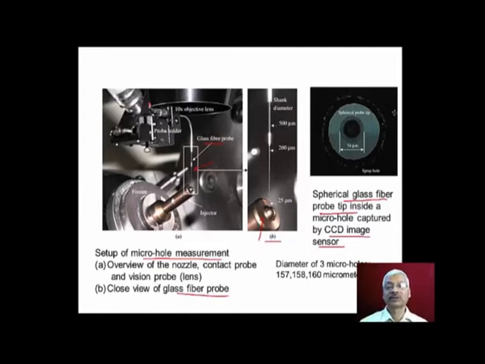So the measurement results are diameter of 3 micro holes are measured. The diameter is 157 micrometer, 158 micrometer, and 160 micrometer. So using CMM, very small holes, micro holes also can be measured.